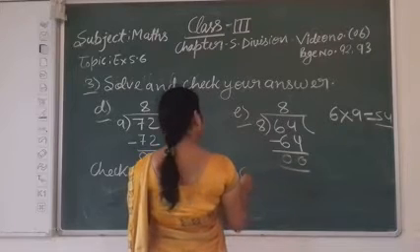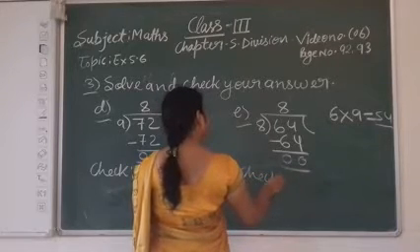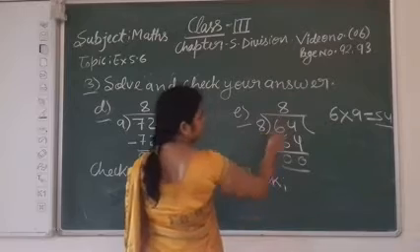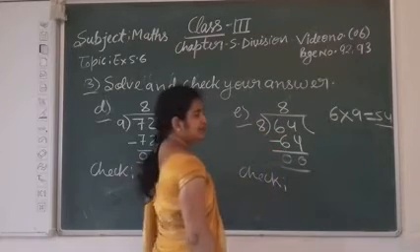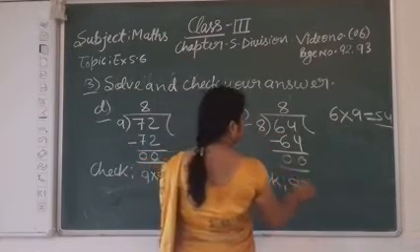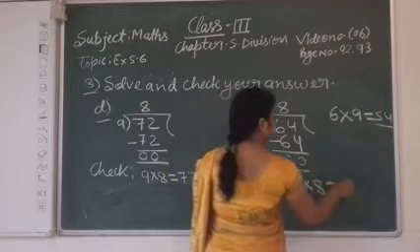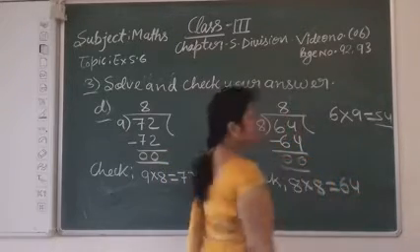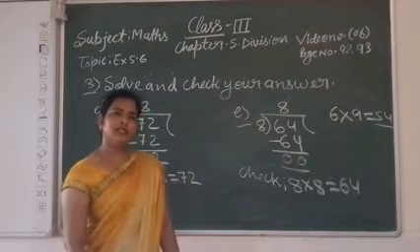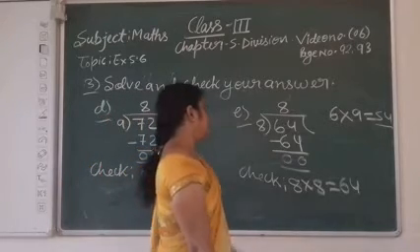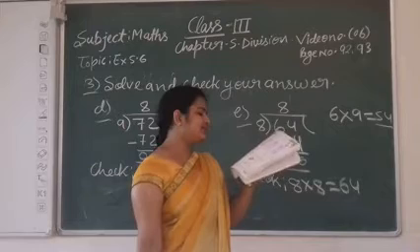Now how to check? To check the division, we multiply. We multiply divisor and quotient. Divisor is 8 and quotient is 8. This is equal to 64. Note down. Now F part you can solve by yourself.